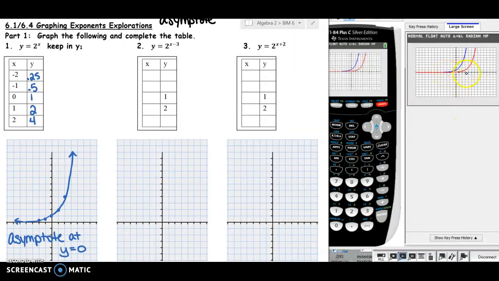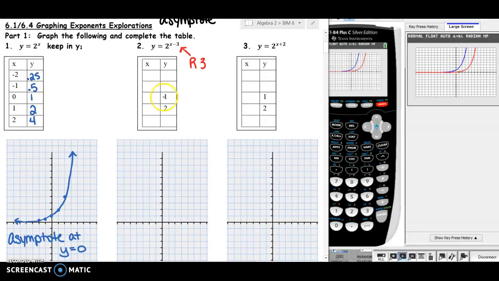Okay, this graph is shifted to the right, and if you look at one of these points, it's shifted right 3 units. So this minus 3 shifted the graph right 3 units.